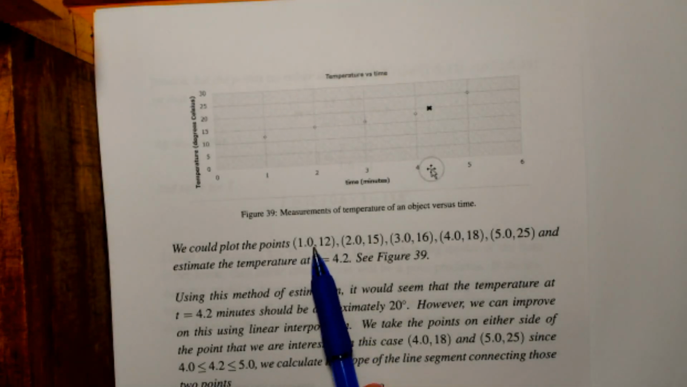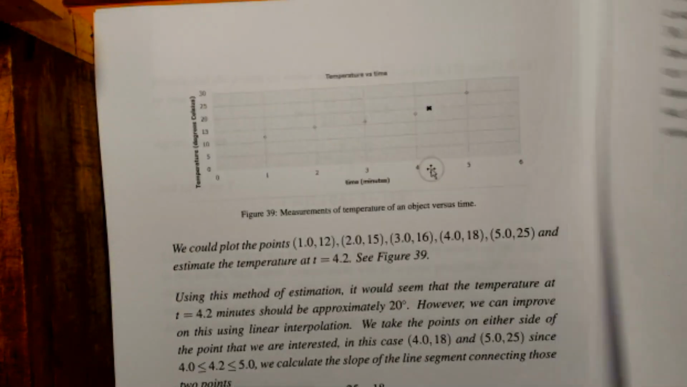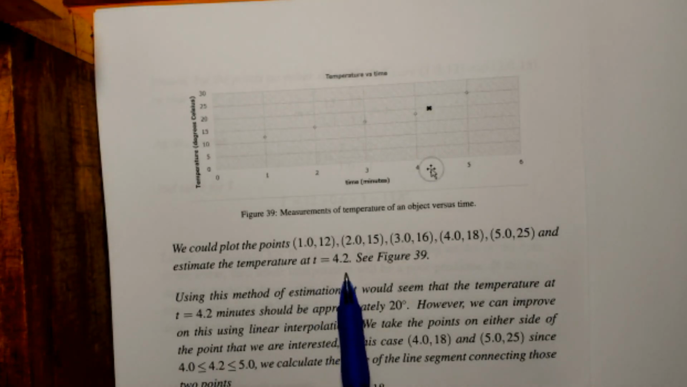So we could plot the points, all of those points that were given in the table, this table right here, and estimate the temperature at 4.2, see the figure. Using the method, it would seem that the temperature at 4.2 should be approximately 20 degrees, but we can do a little bit better. Using interpolation, we take the points on either side, so the (4.0, 18) and the (5.0, 25), and since 4.2 is between 4 and 5, we calculate the slope of the line segment connecting those 2 points.